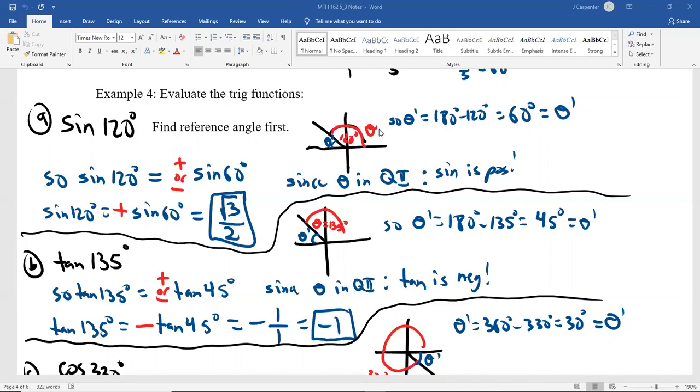All right, so we figure out our quadrant. We figure out the trig function's sign, whether it's positive or negative in that quadrant. And then we just do the trig function of the reference angle, which will generally fall onto one of those two triangles, the 30, 60, 90, or the 45, 45, 90.